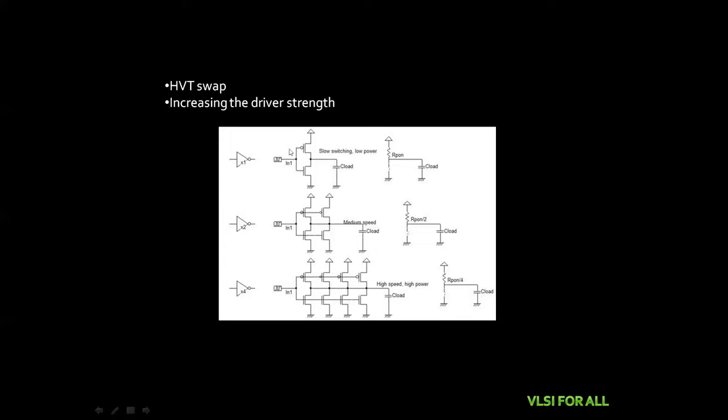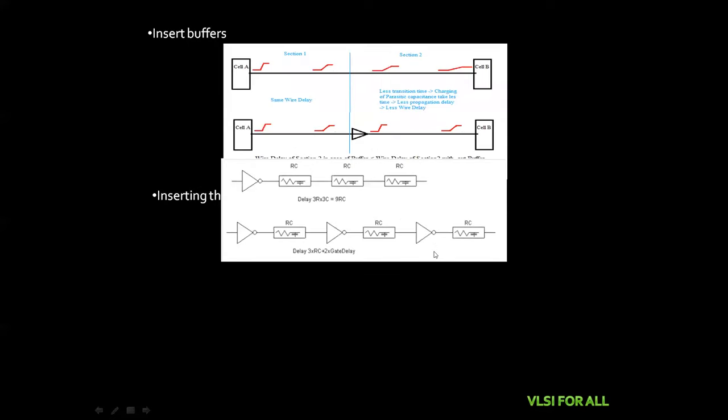Let's say the resistance of this network is R. If two transistors are connected in a cascade network, the equivalent resistance is R by 2. If four inverters are cascaded, then the equivalent resistance is R by 4. In this way, as we keep on increasing the size of the transistor, the size of the circuit, the size of the network, the RC is going to decrease. If the RC is going to decrease, it means the delay is going to decrease.